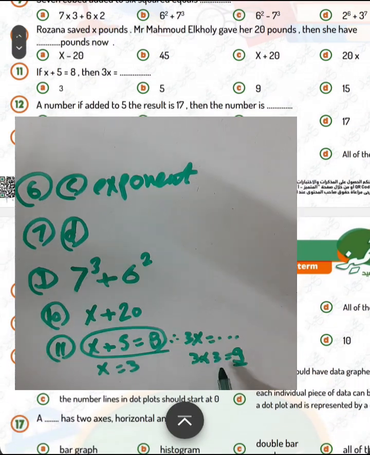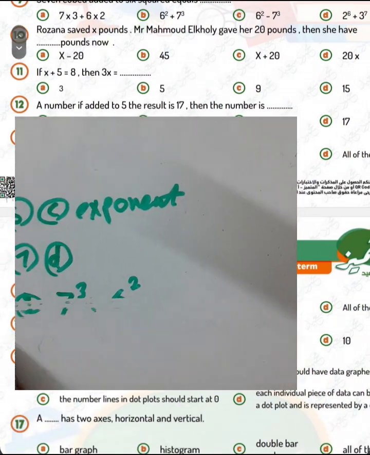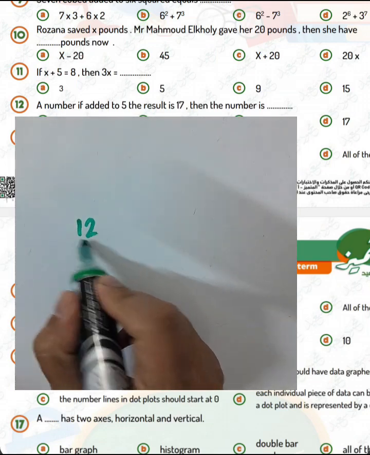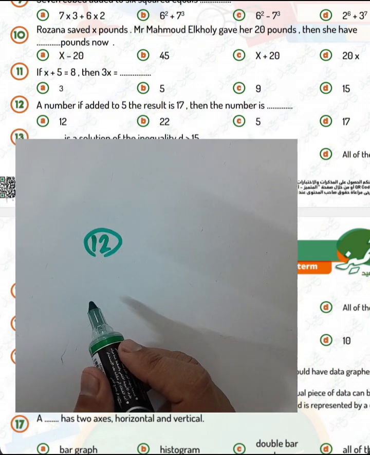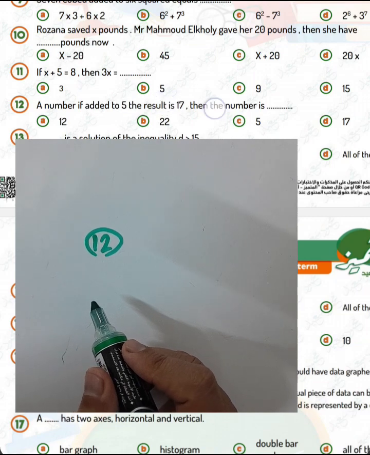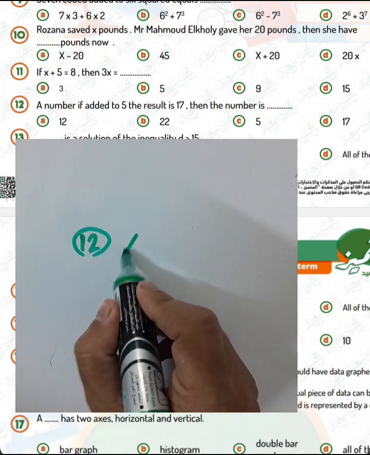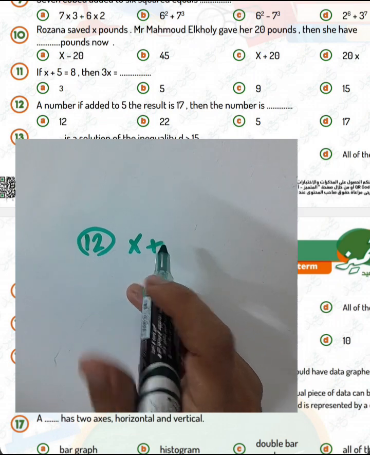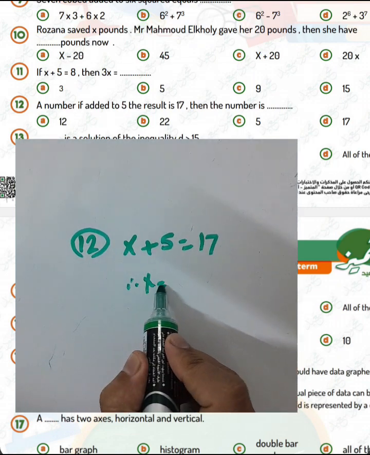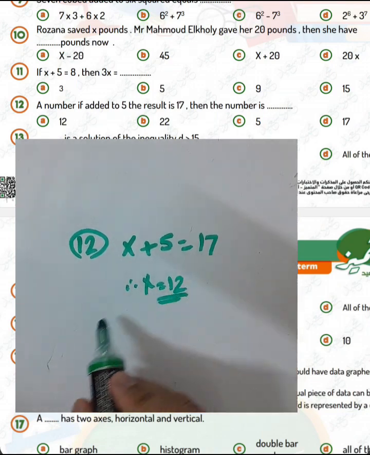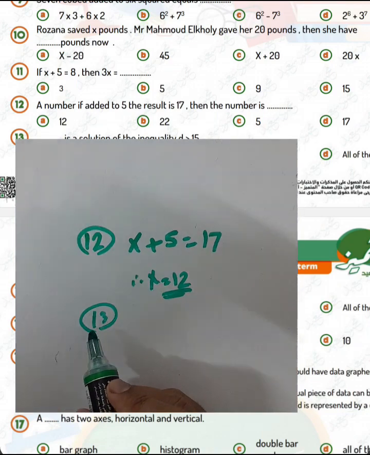Next question, number 12. A number, if added to 5, results in 17. We will write X to represent the number. Added to 5, the result will be 17, then X here will be 12, because 12 plus 5 equals 17.